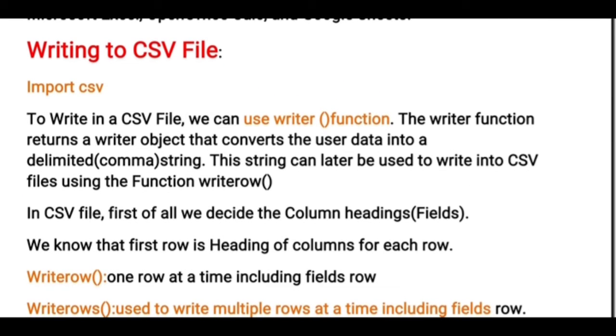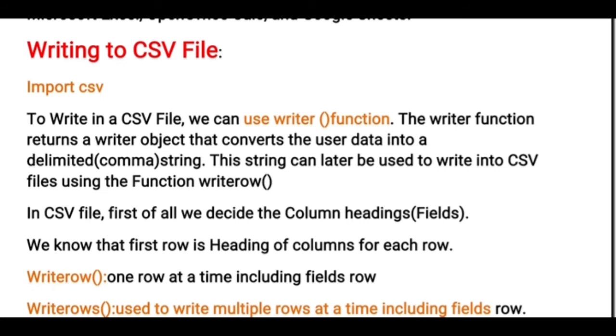Now the important concept is how to write the CSV file with the help of a Python program. For this, first of all we have to include a special module in my program, which is known as import csv, that is comma separated values. This module has certain inbuilt functions like writer, writerow, writerows, reader, which help us to write or read something from CSV files.